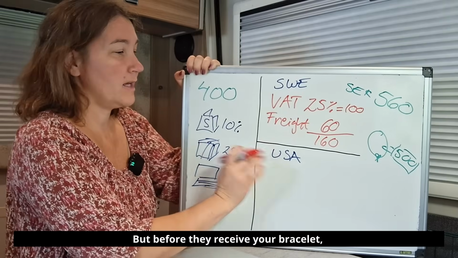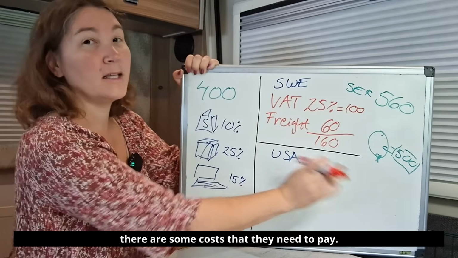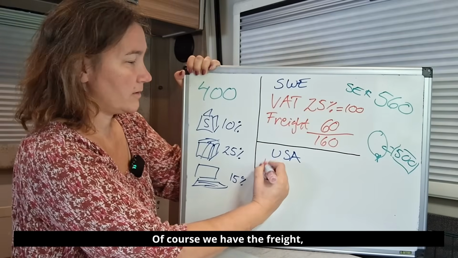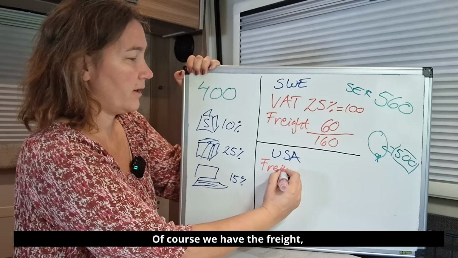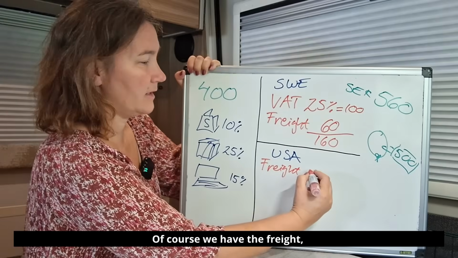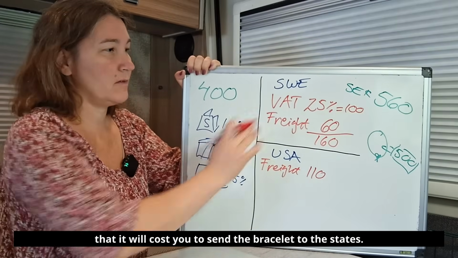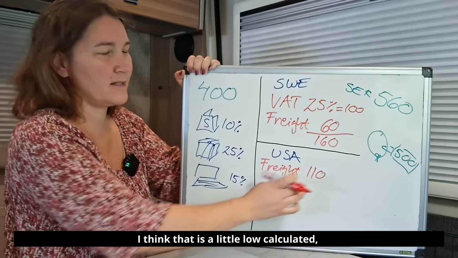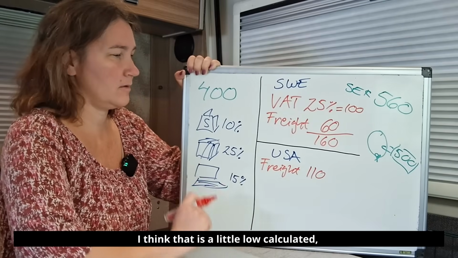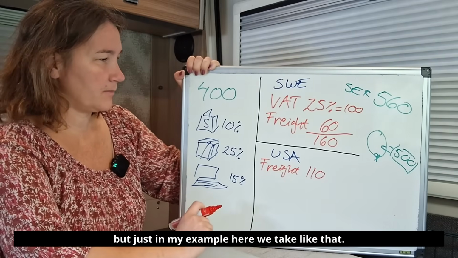But before they receive your bracelet, there are some costs that they need to pay. Of course, we have the freight, and let's say it's 110 Swedish kronor that it will cost you to send the bracelet to the States. I think that is a little low calculated, but just in my example here, we take it like that.